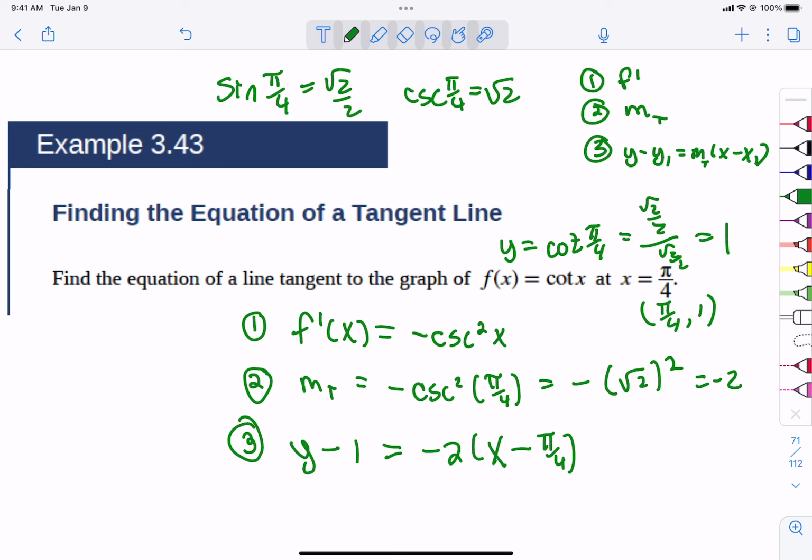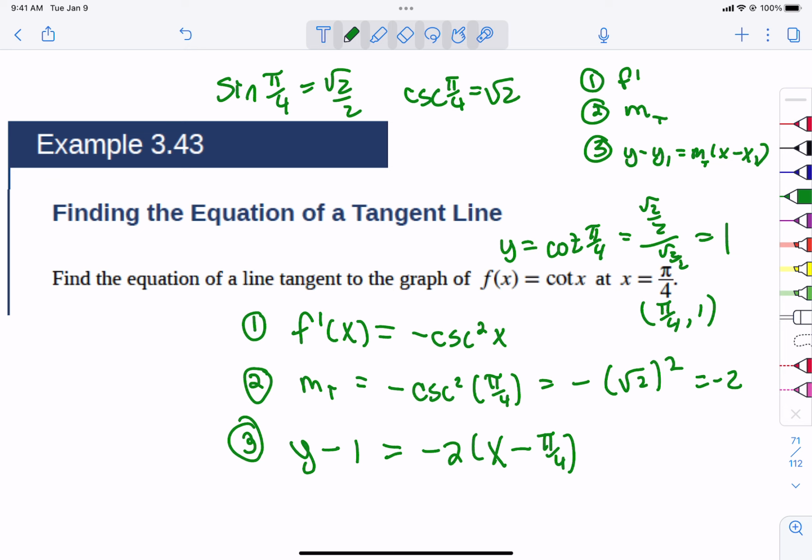Unless the assignment says put it in slope-intercept form, unless the back of the book, they solved it for y, and you want to check your work. Otherwise, for my purposes, I know you know how to do algebra. You're in a calculus class. So, you know, feel free to stop right there. Any questions about that?